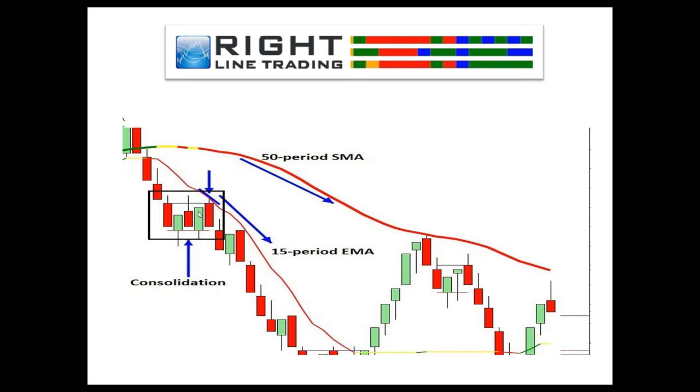Now, what's going on in consolidation is a lot more than just the fact that volatility has dropped. What's happening here is it's trapping traders. These are all the traders going short. Now, if you were a trader and you were in a downtrend, you would enter a trade to the short side. So these are all the smart guys.